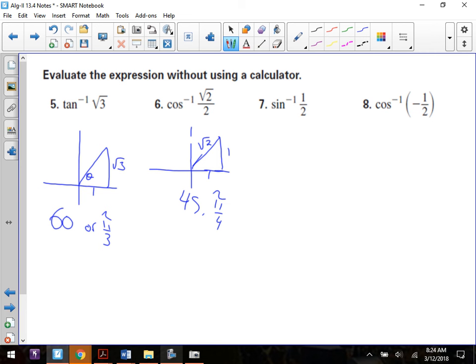Sine, 1/2. What quadrant does that go to? First one again. So there's your 1 and 2, which makes that a what degree angle? 30. It's going to be a 30, or pi/6.